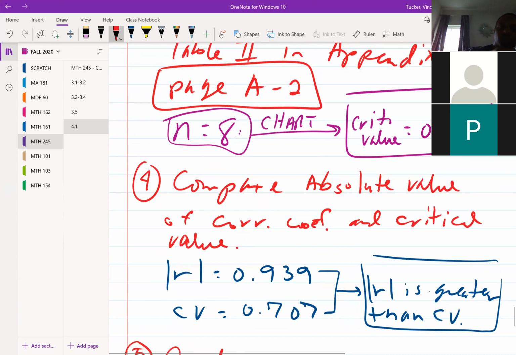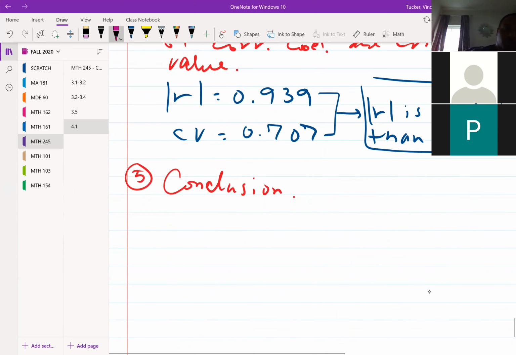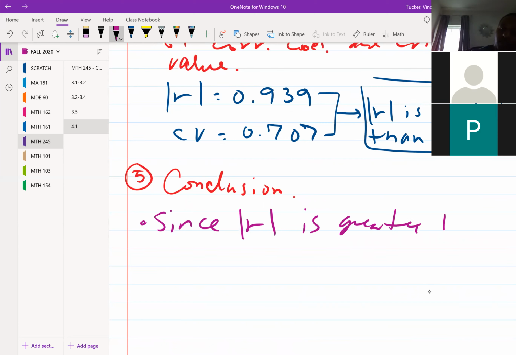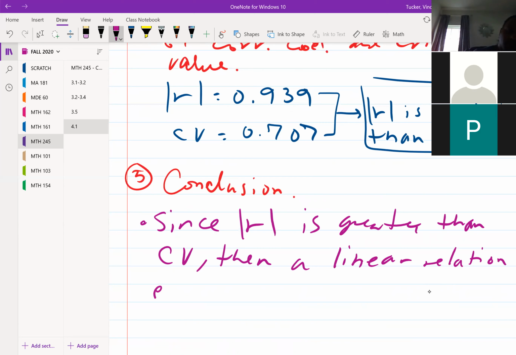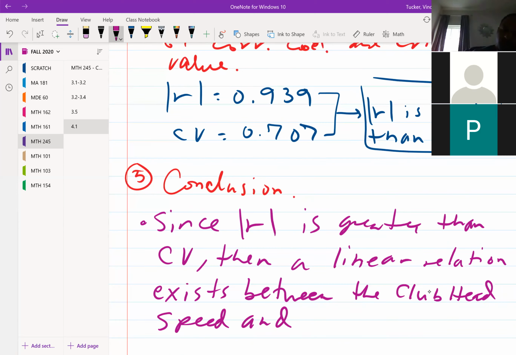So since the absolute value of the correlation coefficient is greater than the critical value, then a linear relation exists between the club head speed and the distance the ball travels. All right.